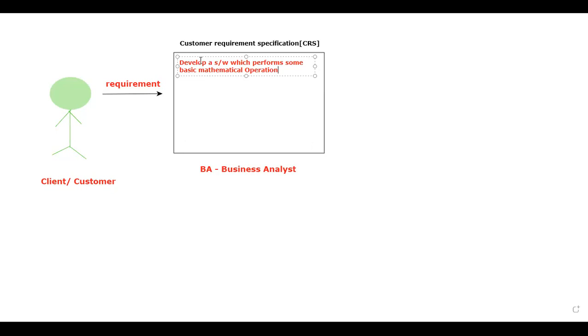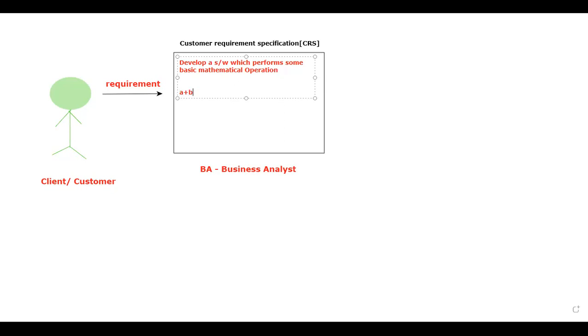That's very important. What is the waterfall model and how things are done in the waterfall model is what I'm trying to tell. Develop a software which performs some basic mathematical operation. That means, sir, if you provide the input as A plus B, it should provide the output as what? C or whatever it may be.